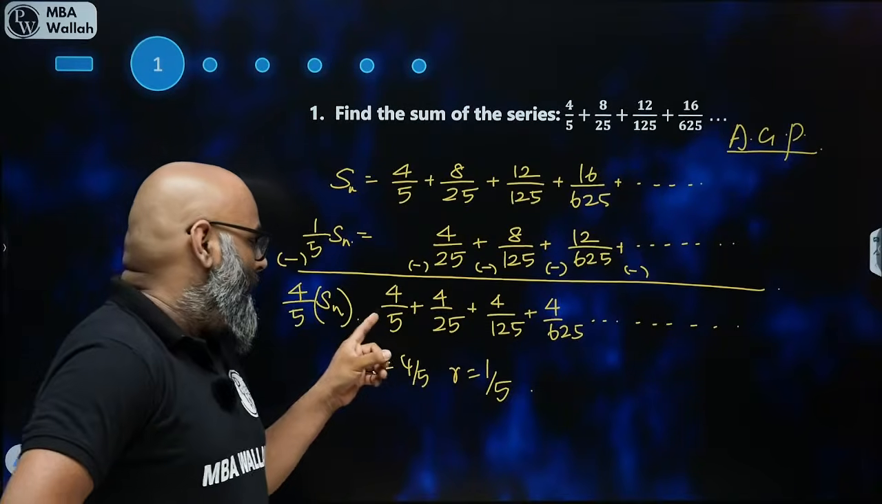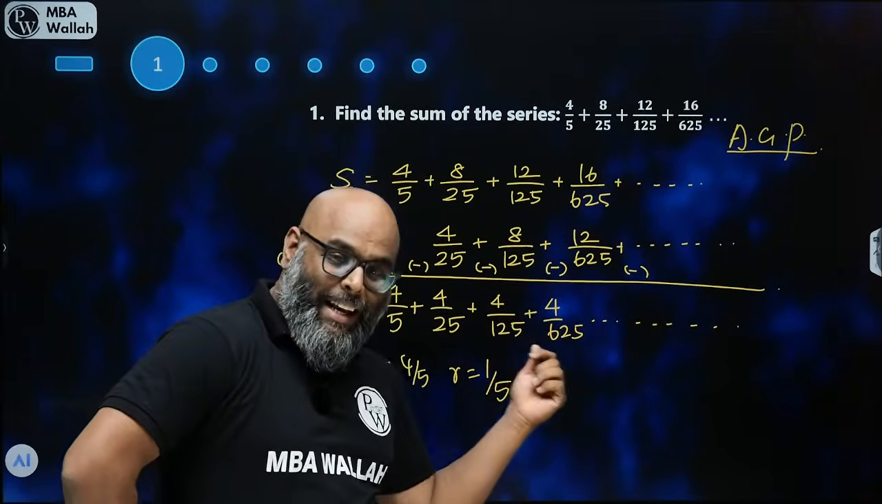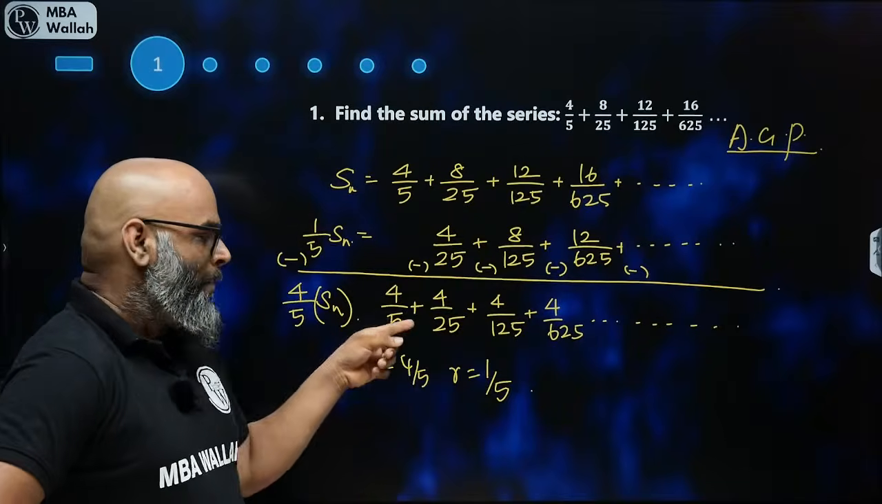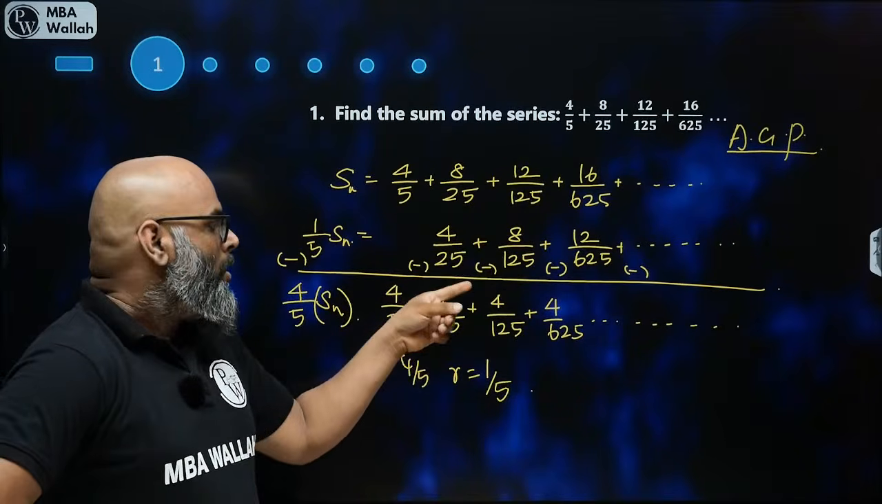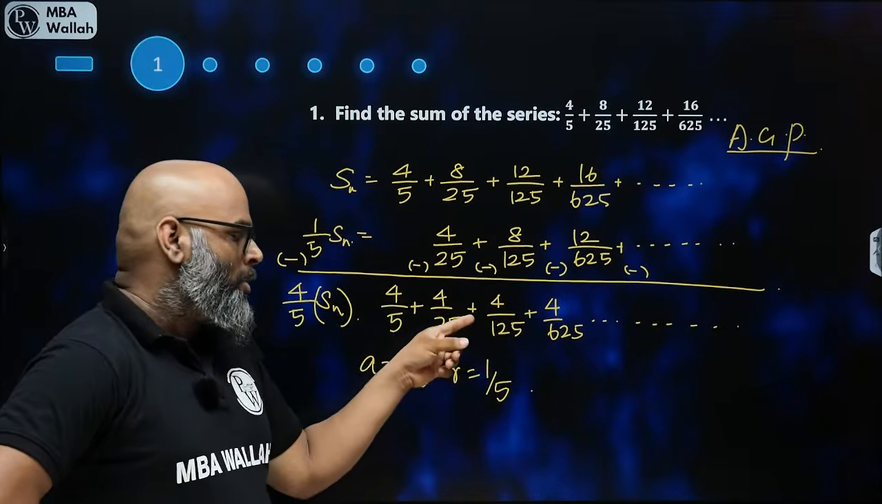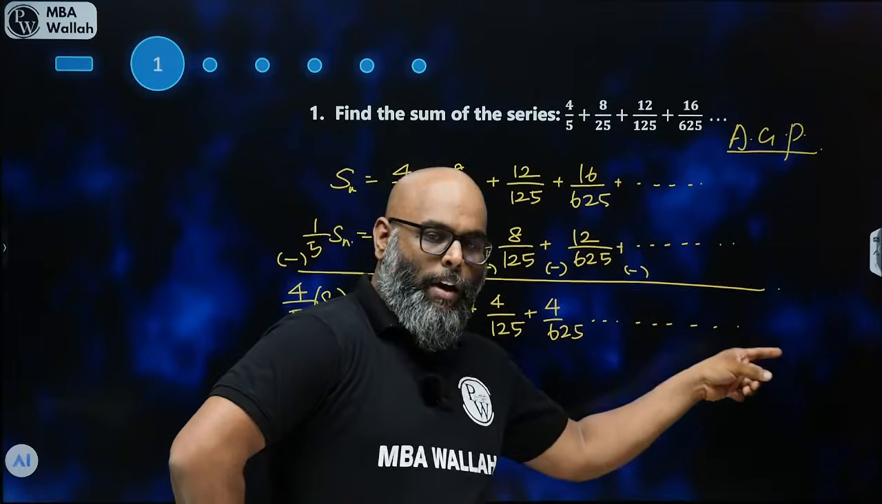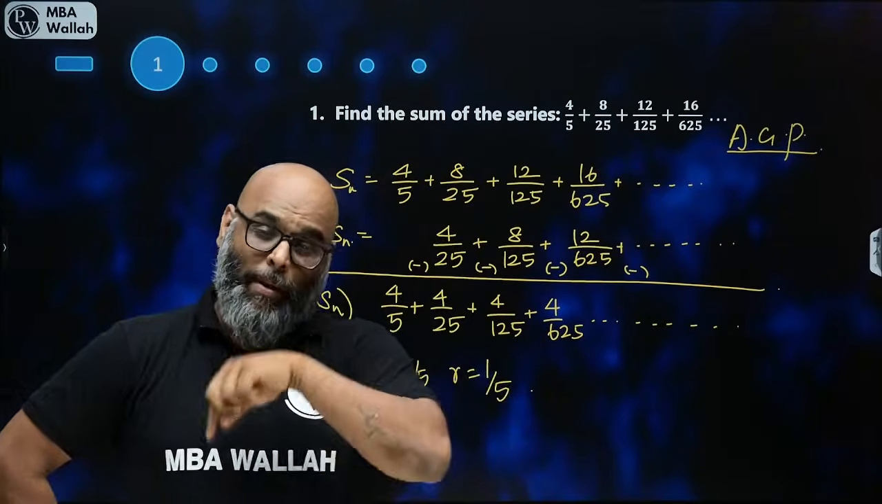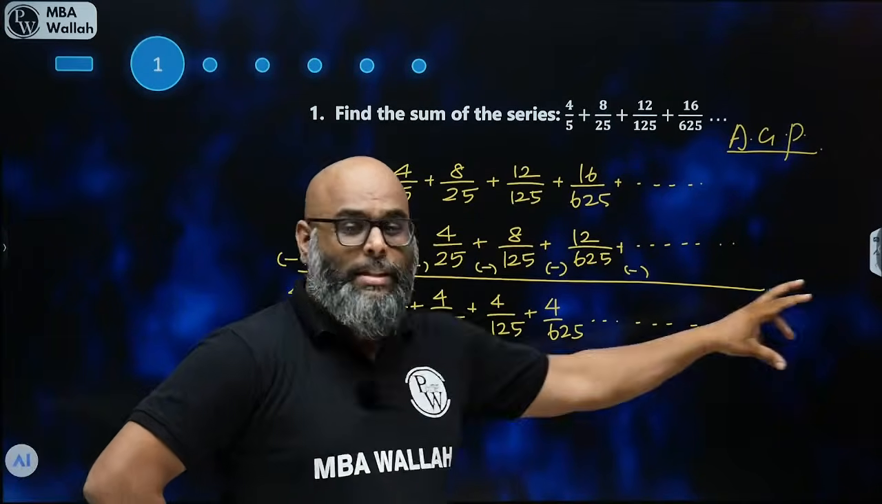Now I know this is an infinitely decreasing GP. If you notice 4 by 5, 4 by 25, this is smaller than this, this is smaller than this. So every nth term here is going to be smaller than the previous term. So it is a decreasing GP.